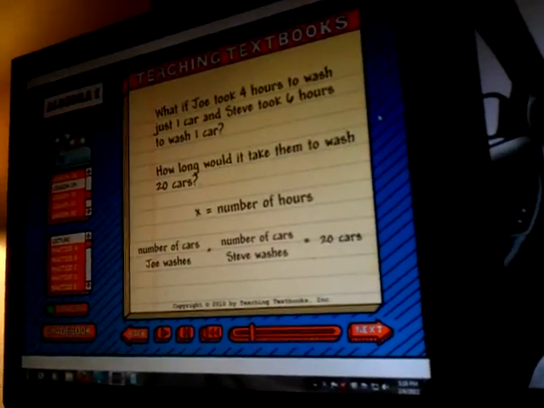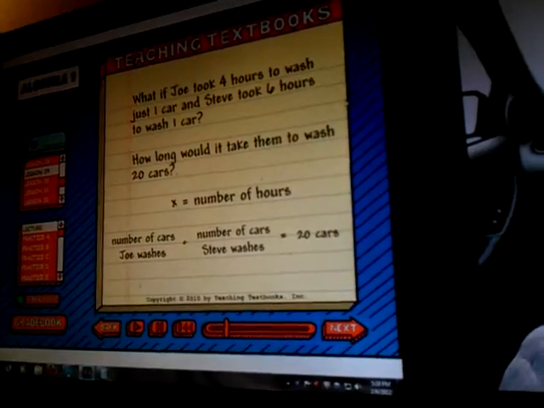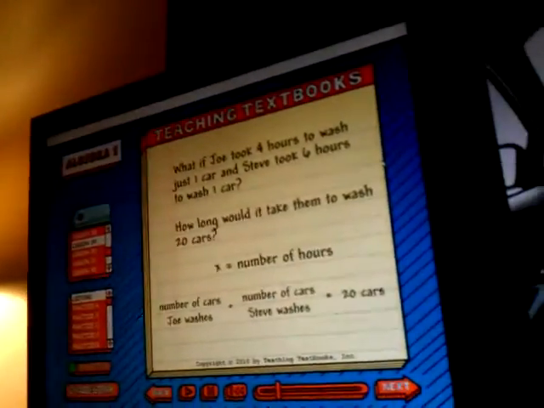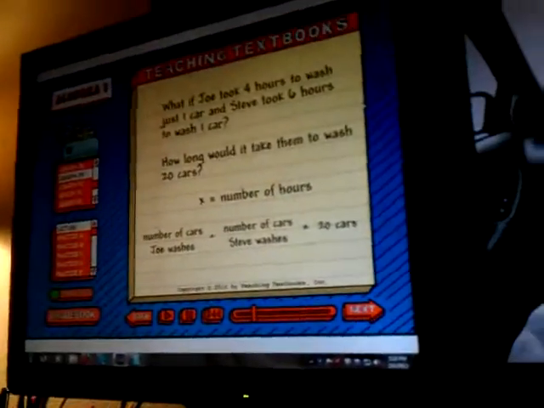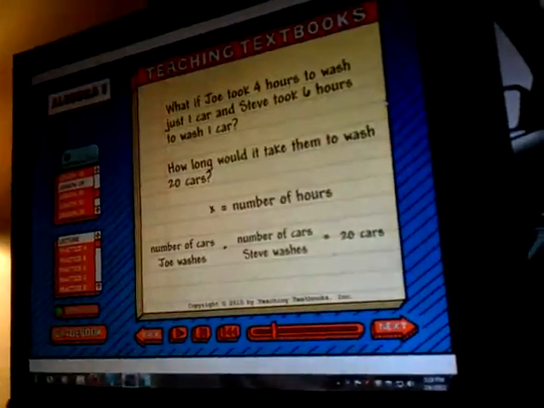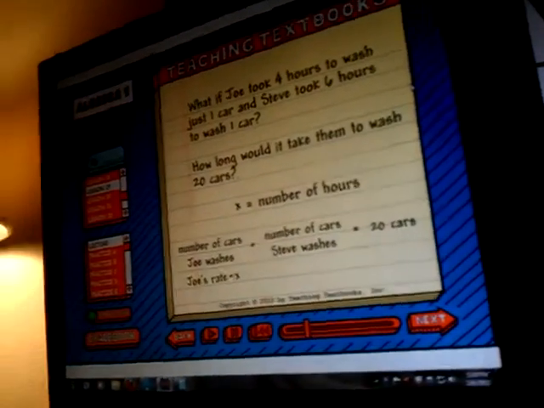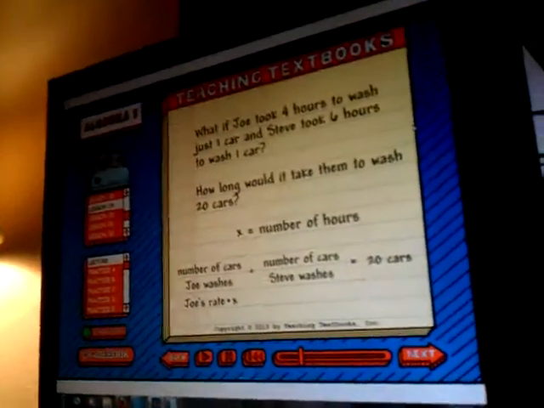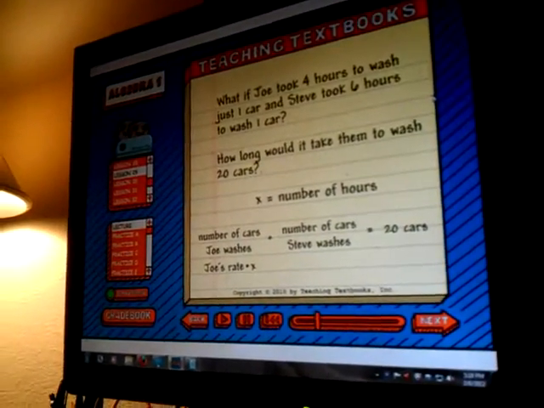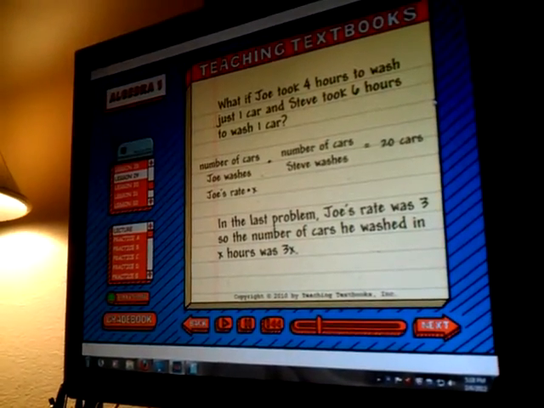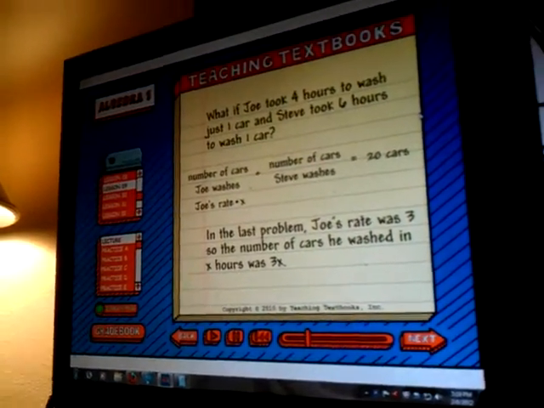The number of cars that Joe washes, do you remember how we wrote an expression for this in the last lesson? It was Joe's rate, how many cars he could wash per hour, multiplied by the time he's going to work, the time he's going to wash cars, which is x. In the last lesson, Joe's rate was 3 cars per hour, and so it was 3 times x, or just 3x. But here's the question, what's Joe's rate in this problem?